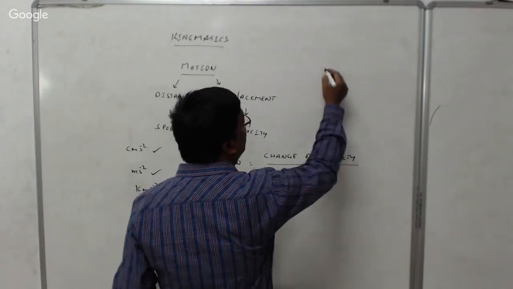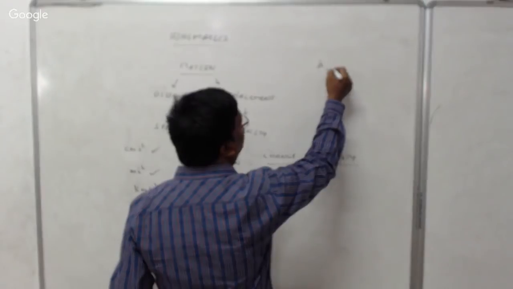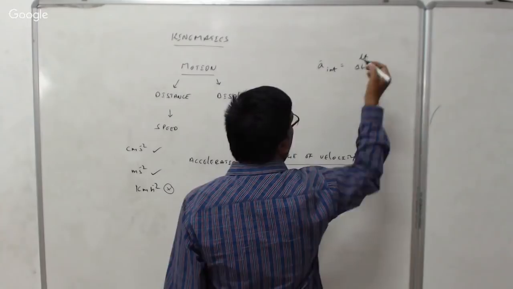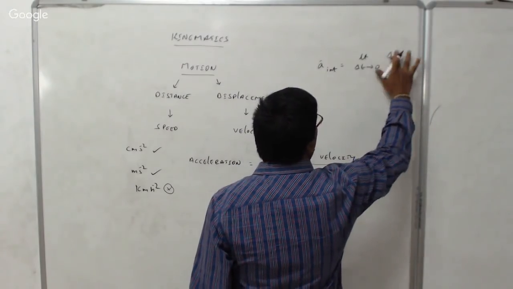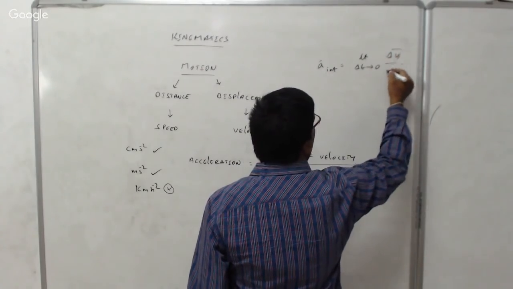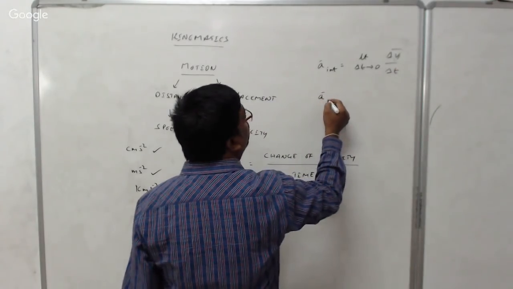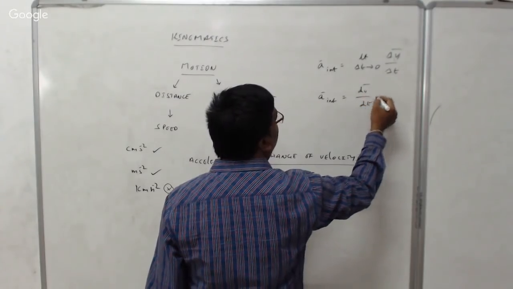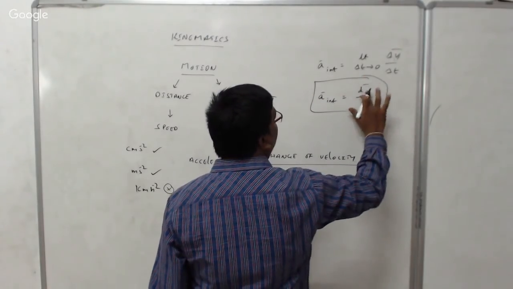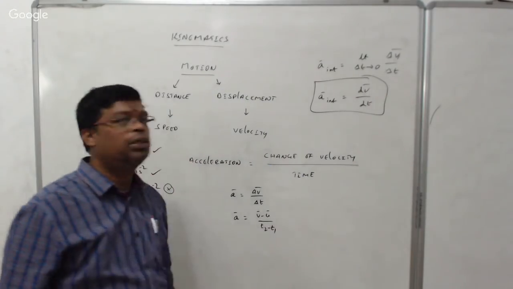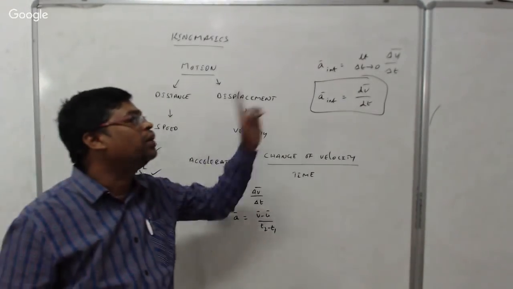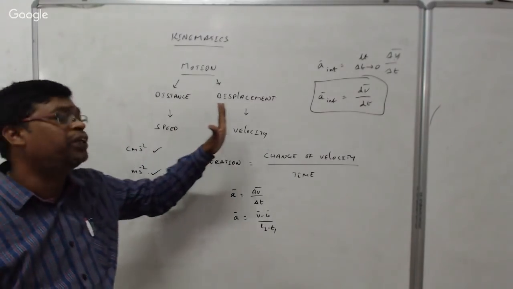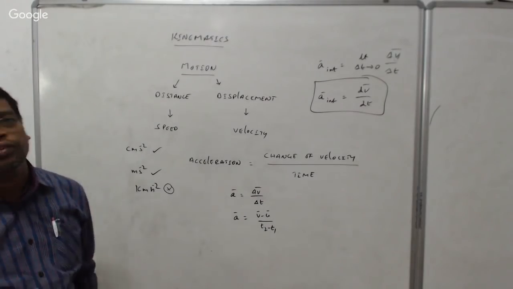Same for instantaneous acceleration, I'm mentioning here, a bar instantaneous is equal to limit delta t tends to 0, delta v bar by delta t. Therefore, a bar instantaneous is equal to dv bar by dt. Okay, I think it is not visible. dv bar by dt. This is instantaneous. Understood? So these are the different types of accelerations.